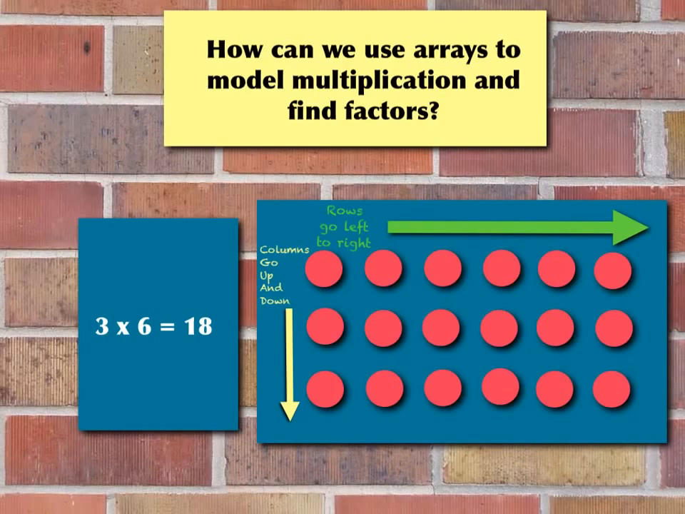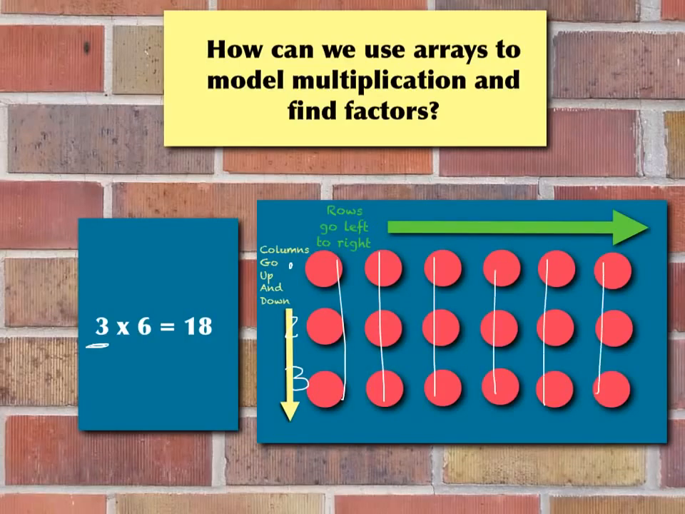So let's look at this particular one. How many rows do we have? We have 1, 2, 3 rows. So we have 3. Then how many columns do we have? We have 1, 2, 3, 4, 5, 6 columns. That gives us our other factor.